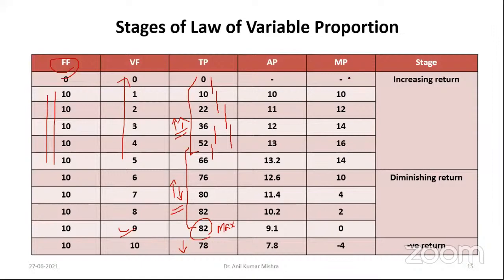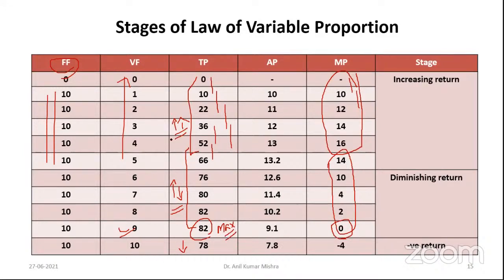So it will increase by 10, then increase by 12, and so on. So what you find, the marginal product will continuously increase up to this point, right? Up to this point, marginal product increases, right? And thereafter, marginal product starts decreasing and it moves to zero. And when it is zero, it corresponds to the maximum point of the total product, right?